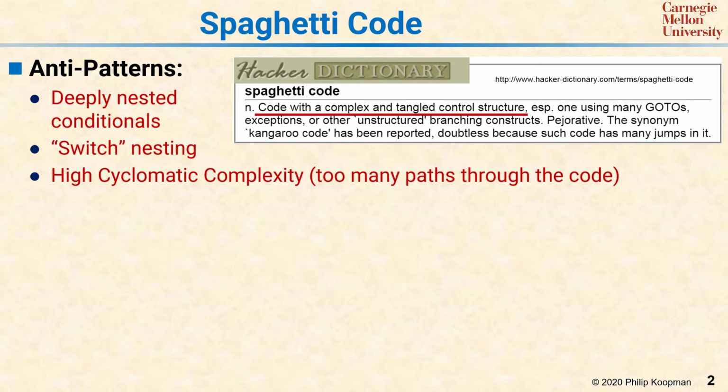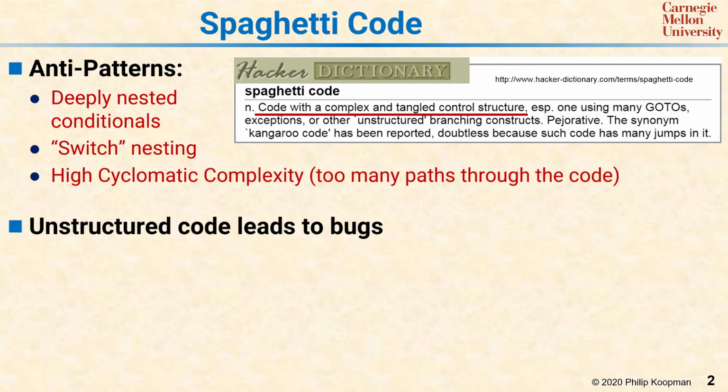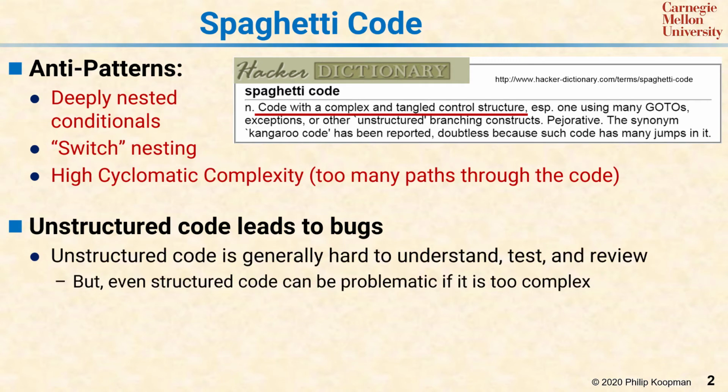This topic is important because complex code tends to be buggy code. At a first level, it is well known that unstructured code tends to be buggy code. This is because unstructured code is generally hard to understand, difficult to test, and very difficult to peer review effectively. But even structured code can be just as hard to understand, test, and review if it is too complex.